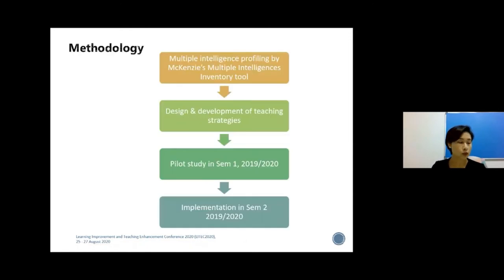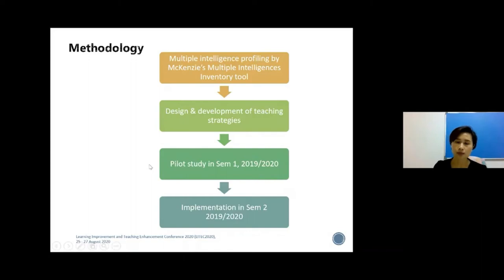So first, we need to know our learner. The first thing we did was to identify the multiple intelligence of every student. We tested this in our first year students in the 2019-2020 intake. And after knowing their intelligence profile, we had a brainstorming session in which we discussed what type of teaching strategy would be good for this batch of students.